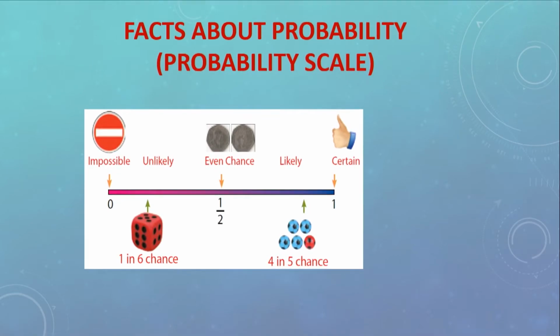And if the probability is half, we are going to say that the probability of the event to occur and not occur is the same. Now, if we are obtaining an answer which is nearer to 0, we are going to say that the event is less likely to occur. And if the answer is nearer to number 1, we are going to say that the event is more likely to occur.